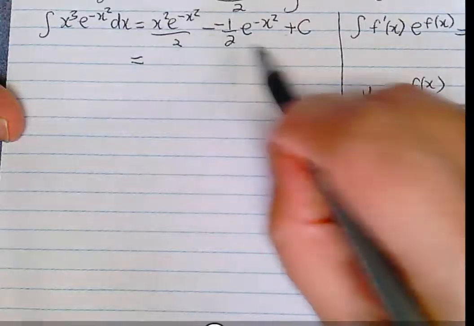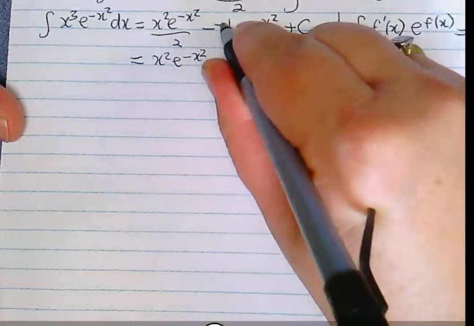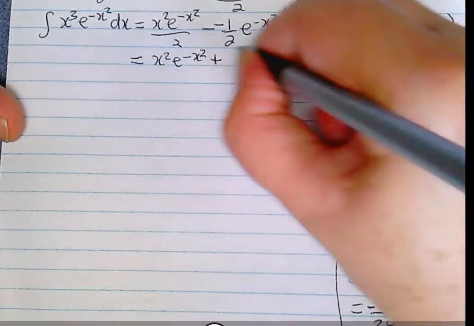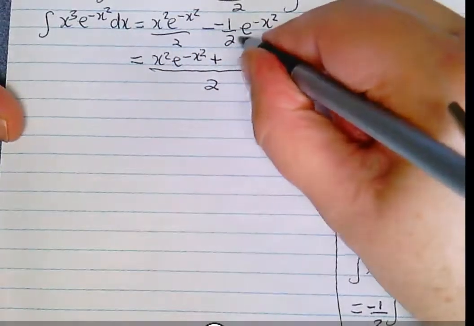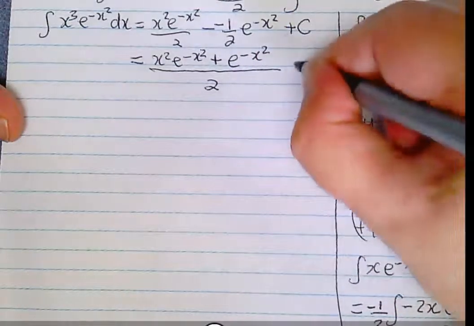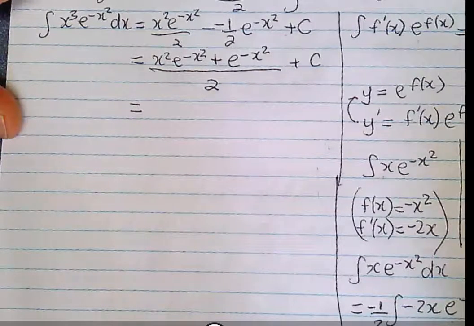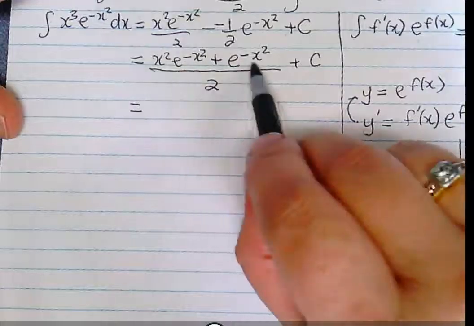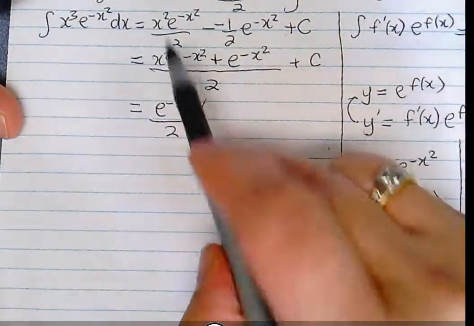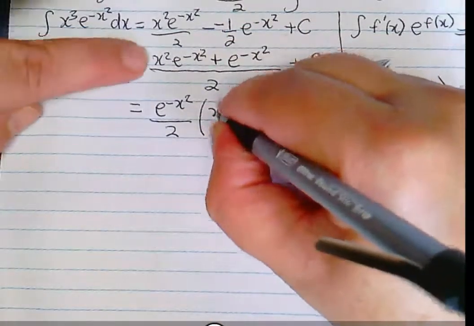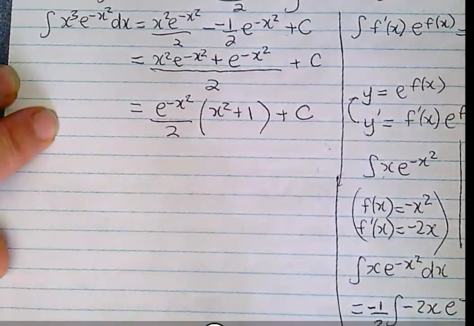So just combining like terms, I've got x squared e to the negative x squared. Now this minus negative is plus. Notice I've got 2's on the denominator, so I've got a common denominator here of 2. And I've got plus e to the negative x squared. And I'll just put this plus c over here. Okay. Now, this is almost what we need. We can just see that we've got a common factor of e to the negative x squared over 2. So if we pull out e to the negative x squared on the numerator, we're left with x squared plus, well, this other term here must be 1, and then we've got plus c.